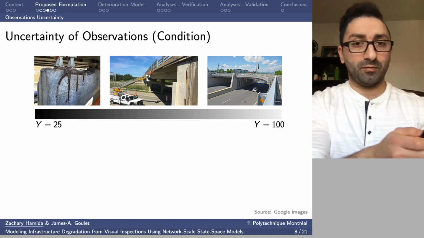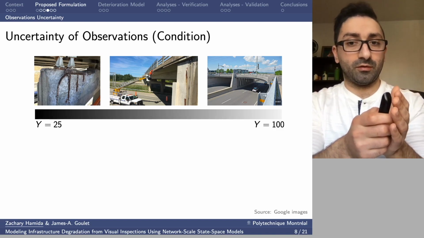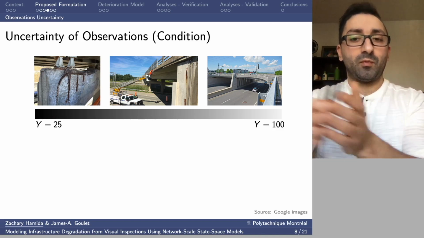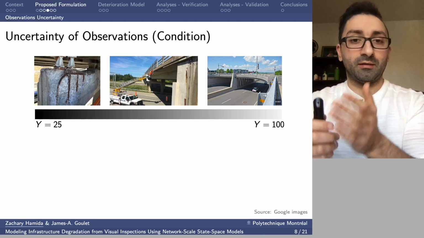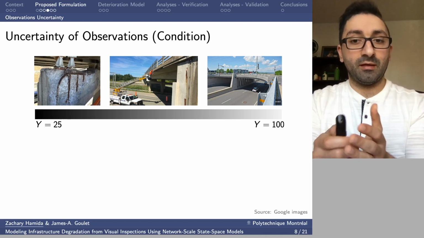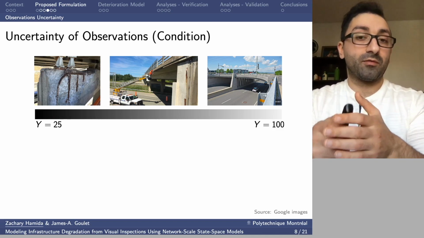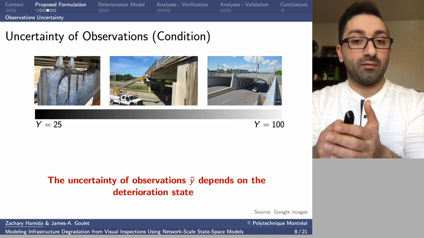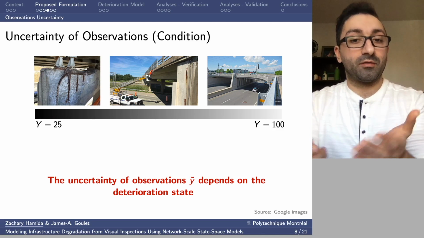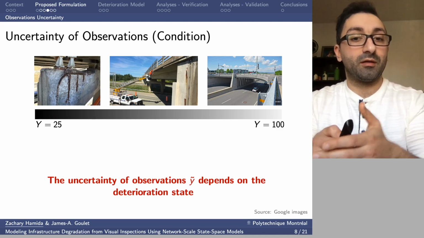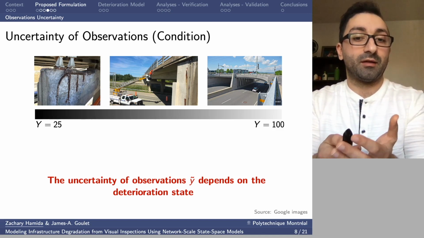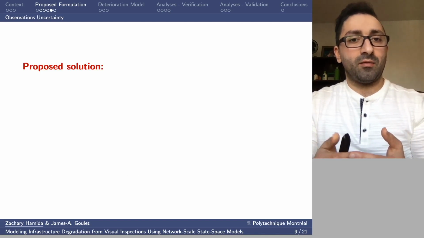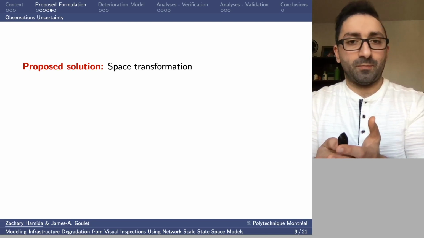For the worst possible deterioration condition, we have a health condition of 25, up to the best possible health condition of 100. The cases in between are difficult to determine, and that's why we expect to have a higher uncertainty. That's why we say that the uncertainty of the observations may depend on the deterioration state. So in order, again, to account for this, we need to perform a space transformation.